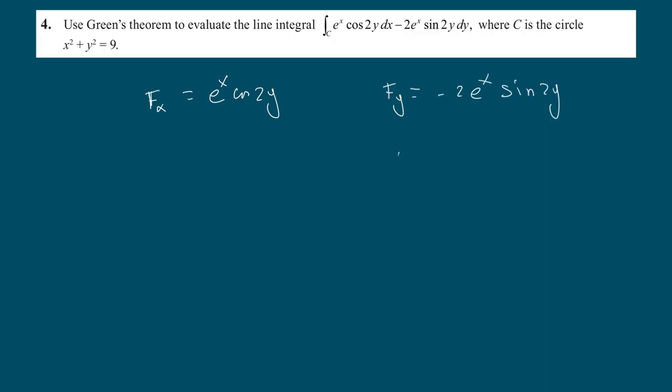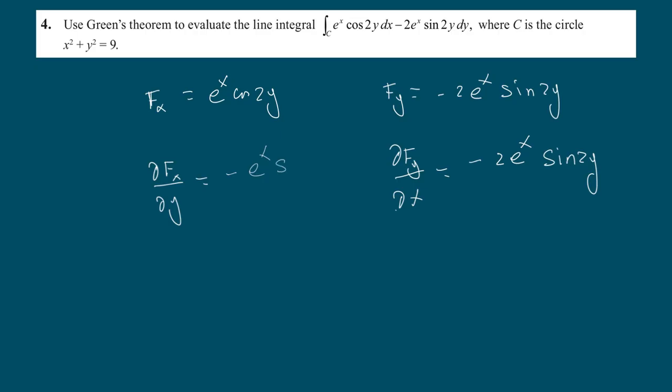What is the partial derivative of f_y with respect to x? The partial derivative of f_y with respect to x is minus 2 times e to the x sine of 2y. What is the partial derivative of f_x with respect to y? Well, the derivative of cosine of 2y is minus sine of 2y. So it will be minus e to the x multiplied by sine of 2y multiplied by 2.